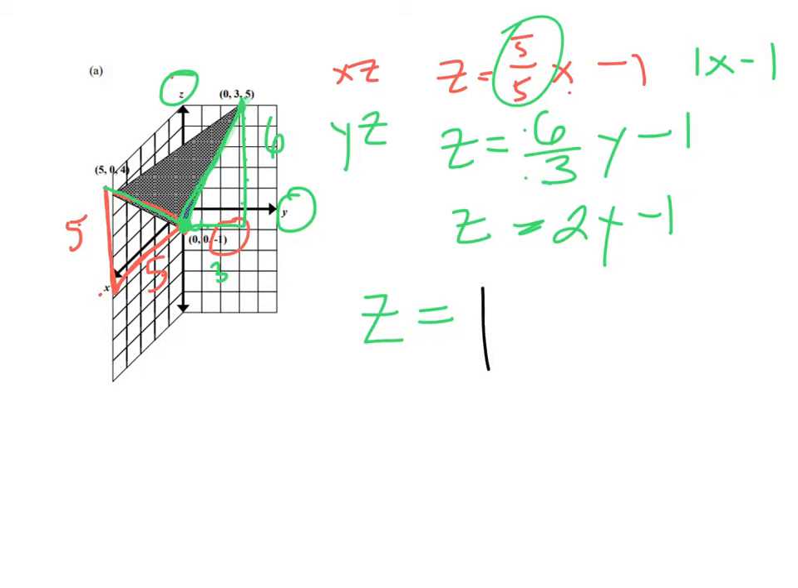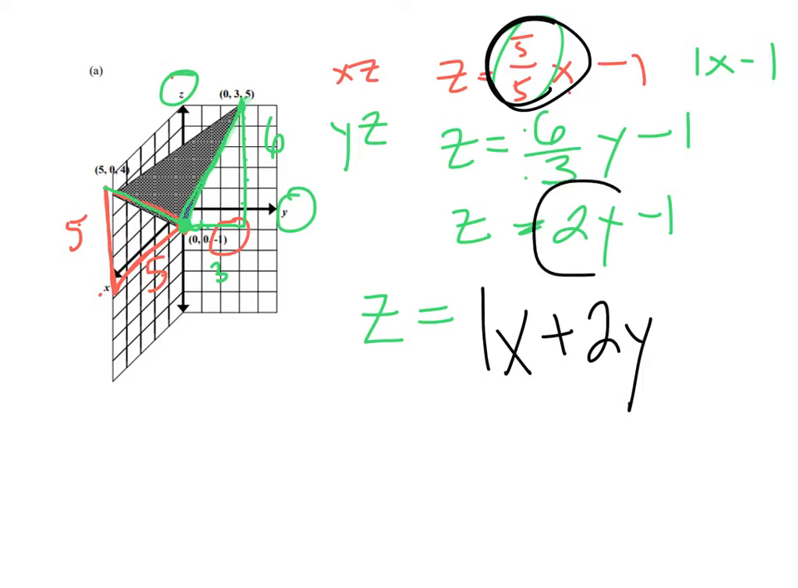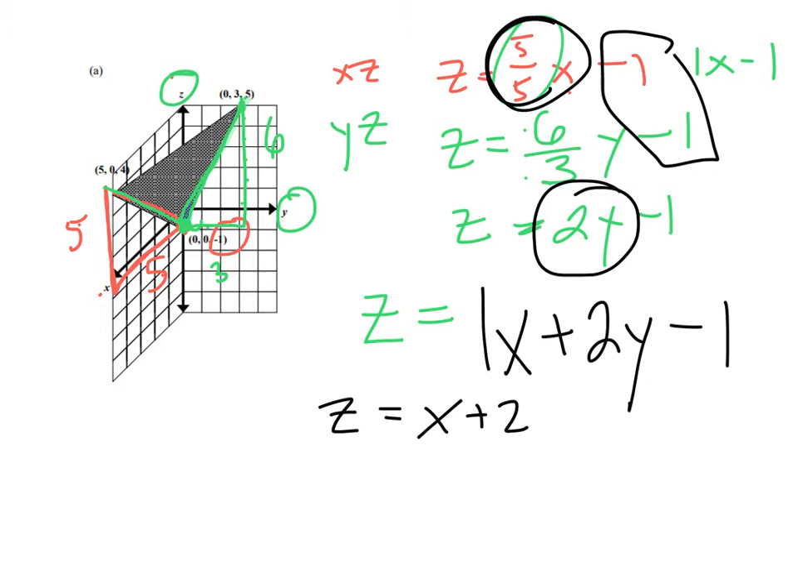So I've got 1x, because that's from here. 5 over 5x is 1x. Then plus 2y, because here's the 2y. And then -1 is the intercept for both, so -1. So my equation will be z equals x plus 2y minus 1.